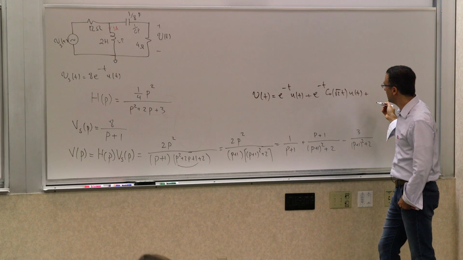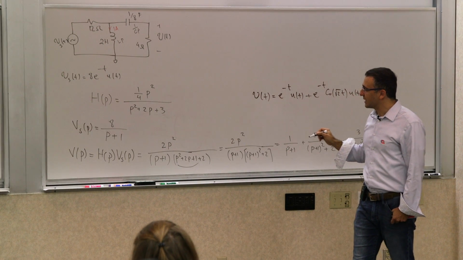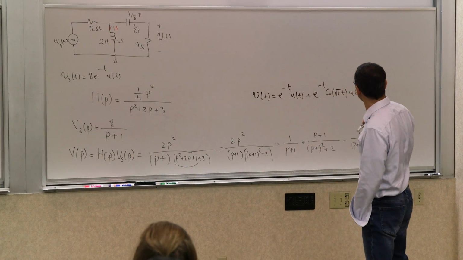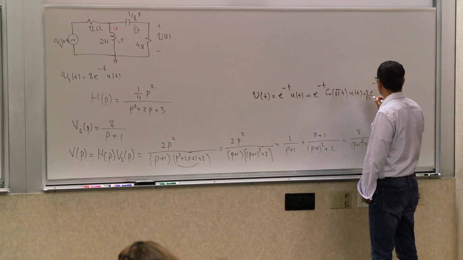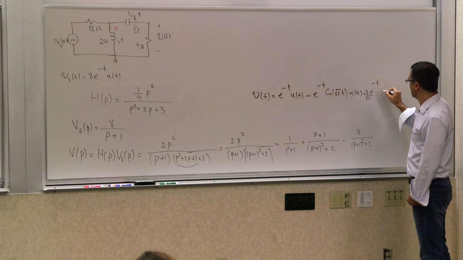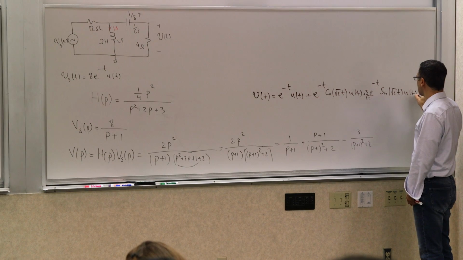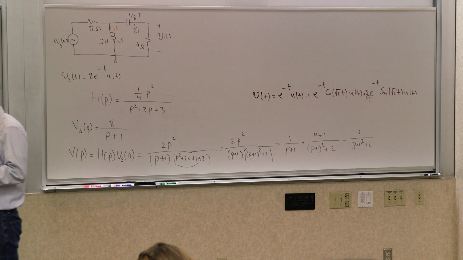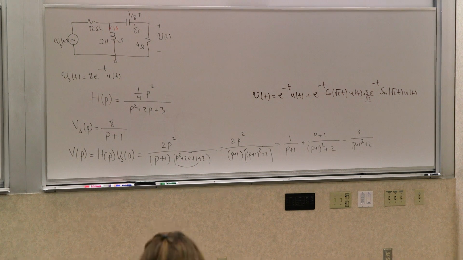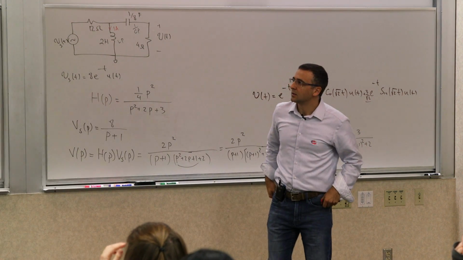And what does the last one give me? It's the sine, e to the negative t. And there has to be some scaling factor, because now omega is square root of 2, so now I have 3. So this is 3 over square root of 2 sine of square root of 2 t u of t. You understand where that 3 over square root of 2 came from, right? Because I needed to make sure that I get omega naught t here.